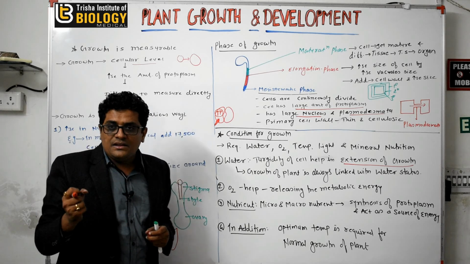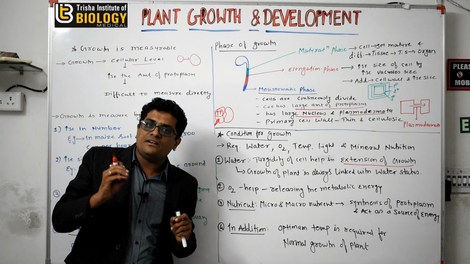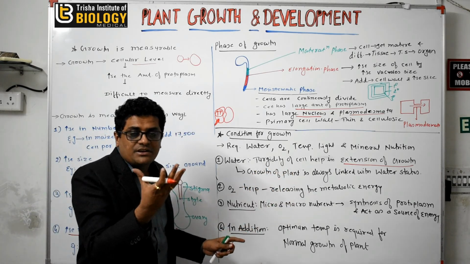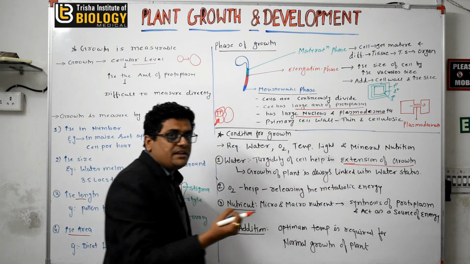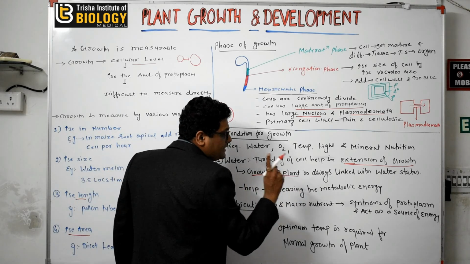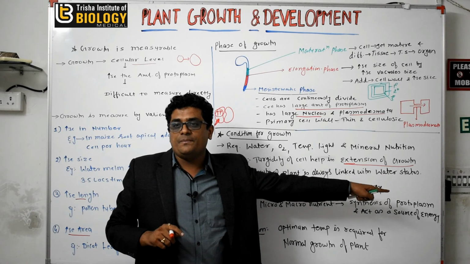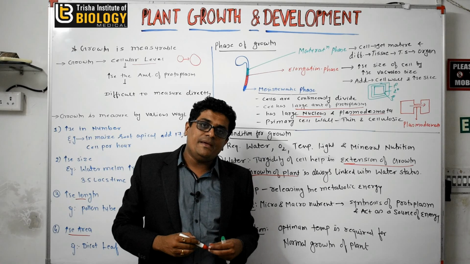Means whenever the cell shows endosmosis, due to endosmosis the water enters into the cell, and due to entry of the water the cell becomes turgid, and this turgidity of the cell helps in the extension of the cell or increases the size of the cell. Also, the growth of the plant is always linked with the water status of the plant. If the plant has a low amount of water, then growth will be decreased.